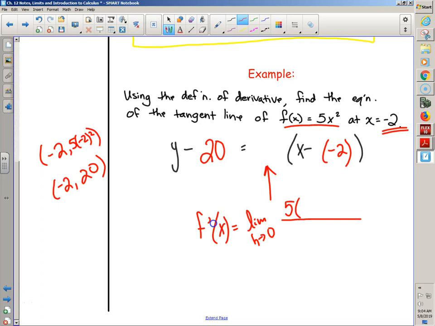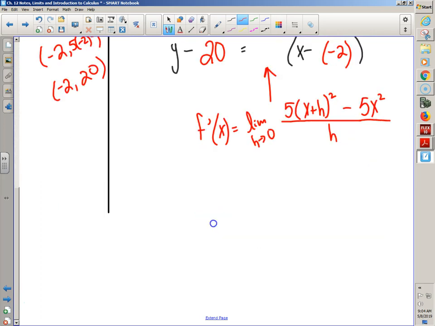Are you guys good enough with the difference quotient? You know what I'm doing? Yep. So f of x plus h minus f of x, all over h. Now, am I finding the slope I need or all the slopes? And I'll narrow it down later.